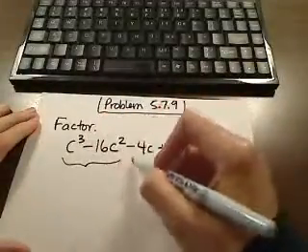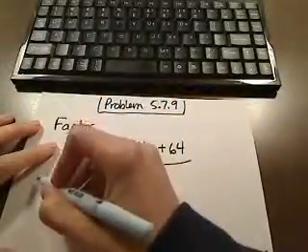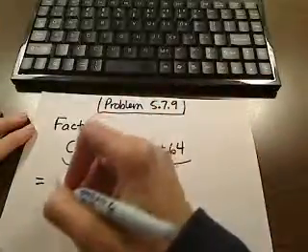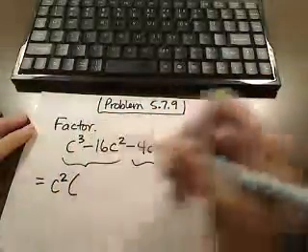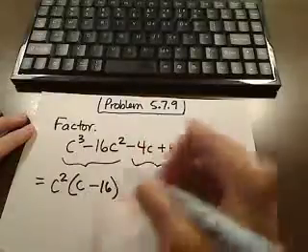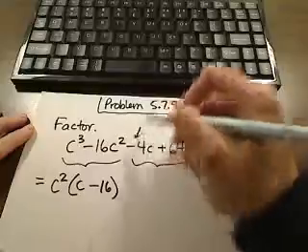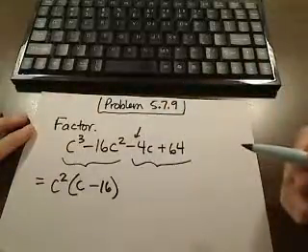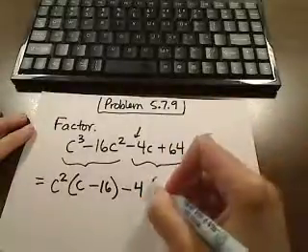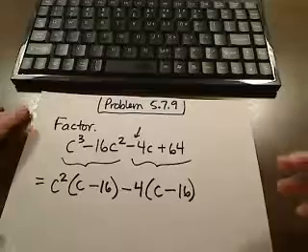And so the grouping process is we're going to factor out the greatest common factor in each of these groupings. The first group right here, the greatest common factor is c squared. So I'm going to take that out and I'm going to be left with c and minus 16. In the second grouping, the greatest common factor is 4, and since the leading term in that grouping is negative, we'll actually factor out a negative 4. And when I pull that out, then I'm left with c minus 16.